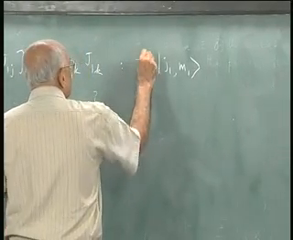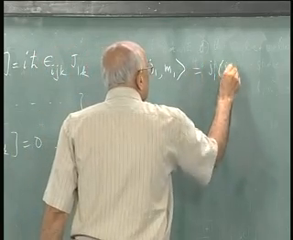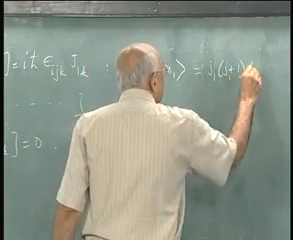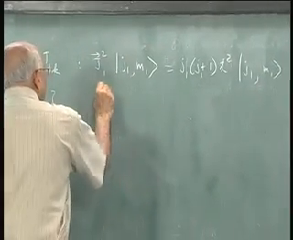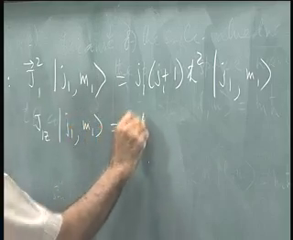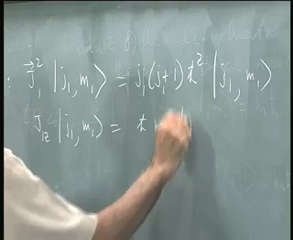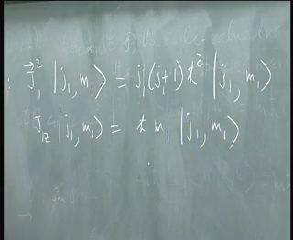So J1 squared on the state |j1, m1> gives j1 times (j1 plus 1) h cross squared on the same state, and J1z on |j1, m1> is h cross m1 on |j1, m1>. And I assume that little j1 is given to me, some given quantum number. Similarly for 2, J2 also does this with little j2 replacing this.